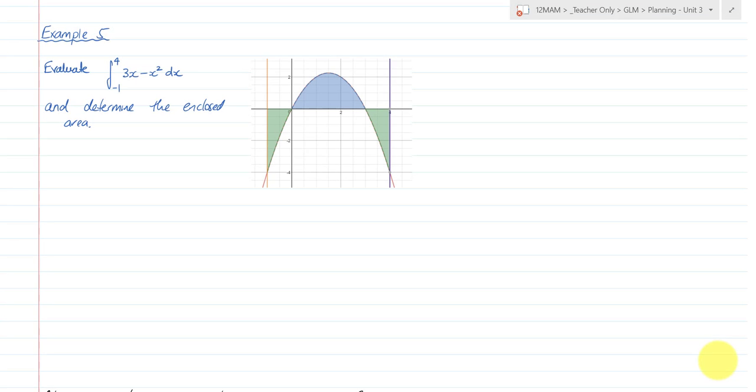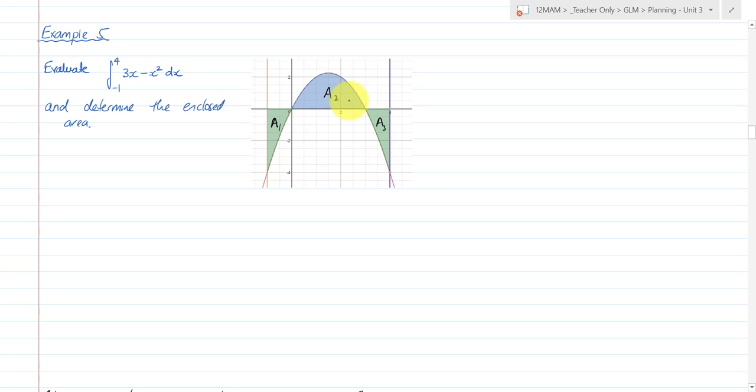Hi and welcome to video 4 on my series on definite integration, and in this video we're going to explore one last example of finding enclosed areas of situations where you have negative and positive components. So we've got here three areas that distinctly stand out: area 1, area 3 and area 2, which is above.